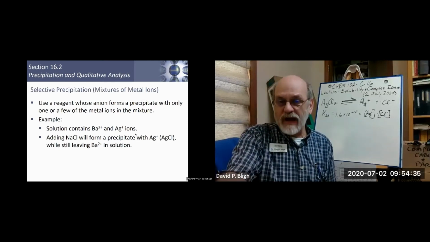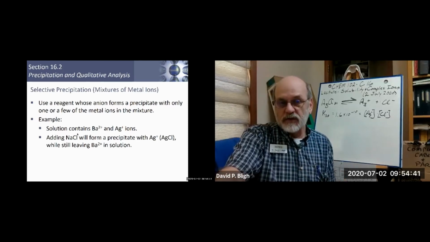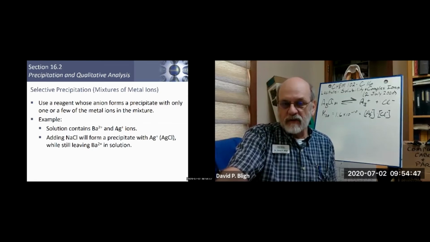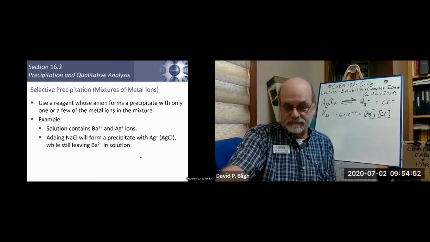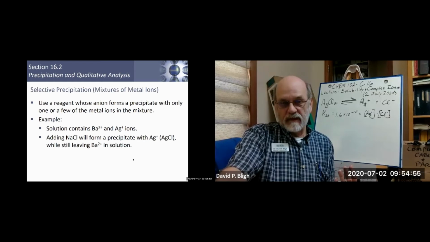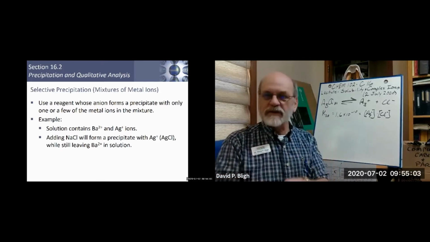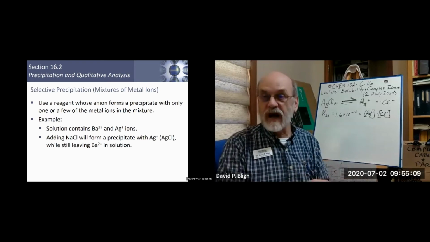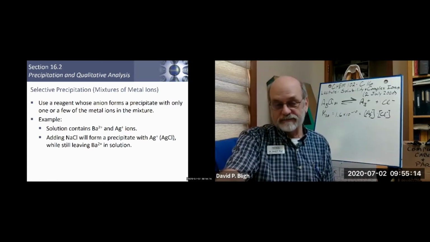Now, if you only have 2 ions, it's fairly simple, right? If you add sodium chloride to this solution of barium and silver ions, then the chloride and the silver are going to combine and produce silver chloride, solid. And leave barium behind because barium chloride is completely soluble. Right? So that's the simplest scenario, where one reacts with the anion and the other one does not. In that case, you don't even have to calculate a Q value.